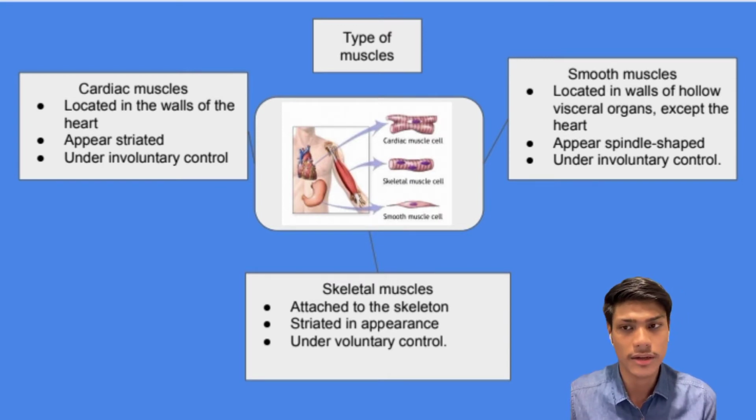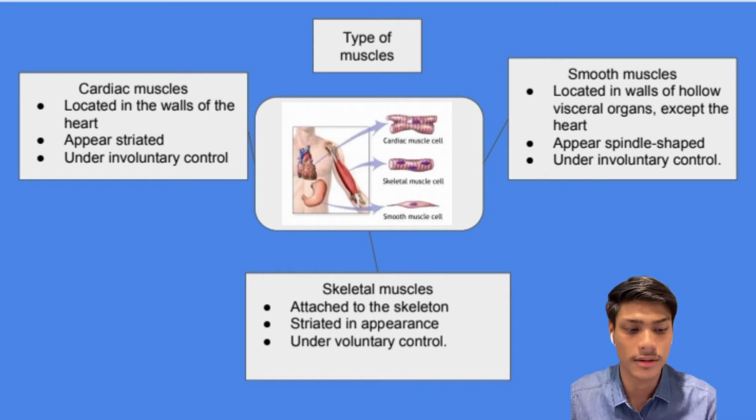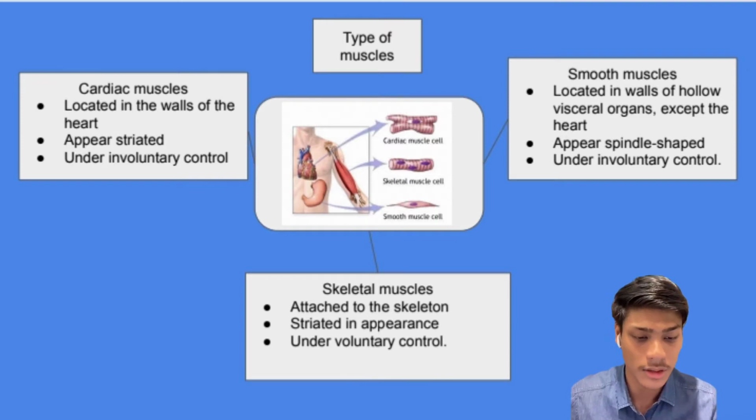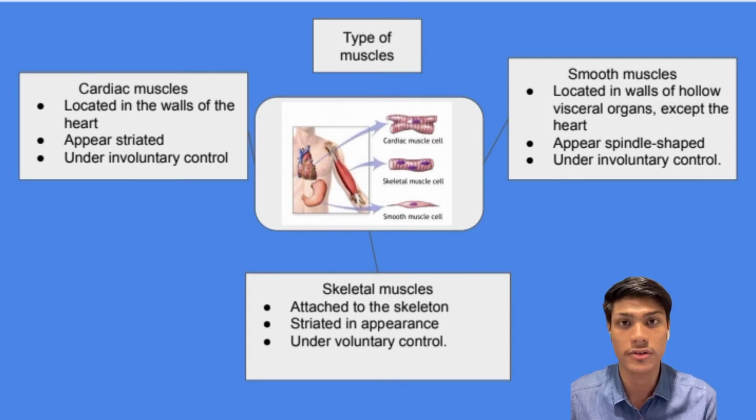Cardiac muscle cells are located in the walls of the heart, are striated, and are also under involuntary control. Next we have smooth muscle fibers. They are located in the walls of hollow visceral organs except the heart. They also appear in spindle shapes and are also under involuntary control.